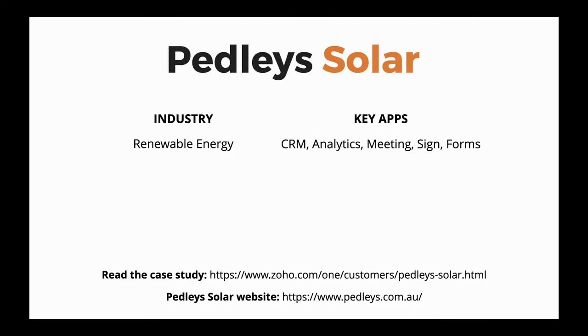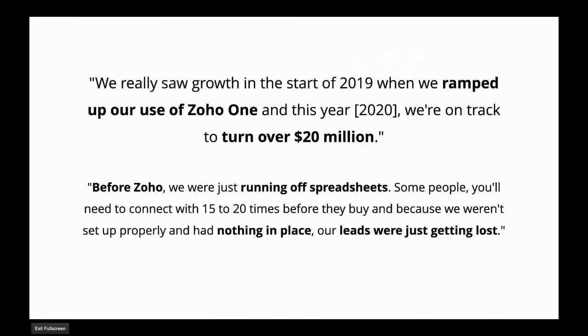The key apps they're using within Zoho One are CRM, Analytics, Meetings, Sign, and Forms. They have 23 users all using Zoho One, and they used a Zoho partner to set up the automation within the CRM. One of the biggest Zoho accomplishments that Aaron spoke about, and if you go to this case study you'll see it's the main quote on the page, is this top quote: "We really saw growth in the start of 2019 when we ramped up our use of Zoho One, and this year we're on track to turn over 20 million."